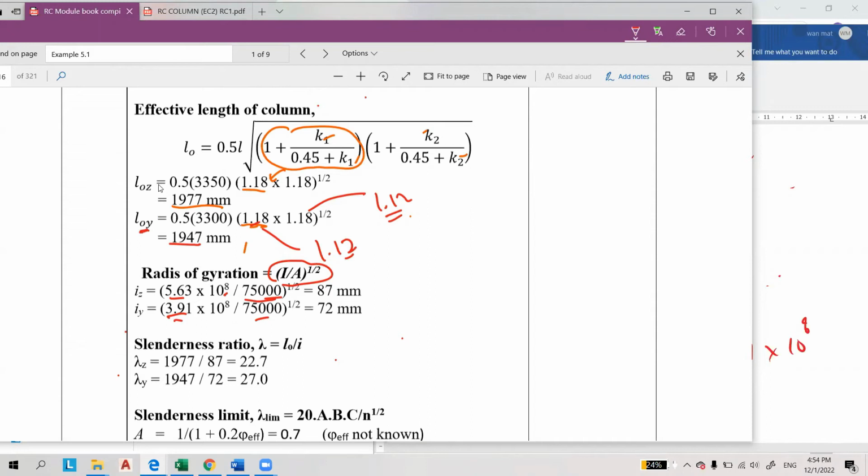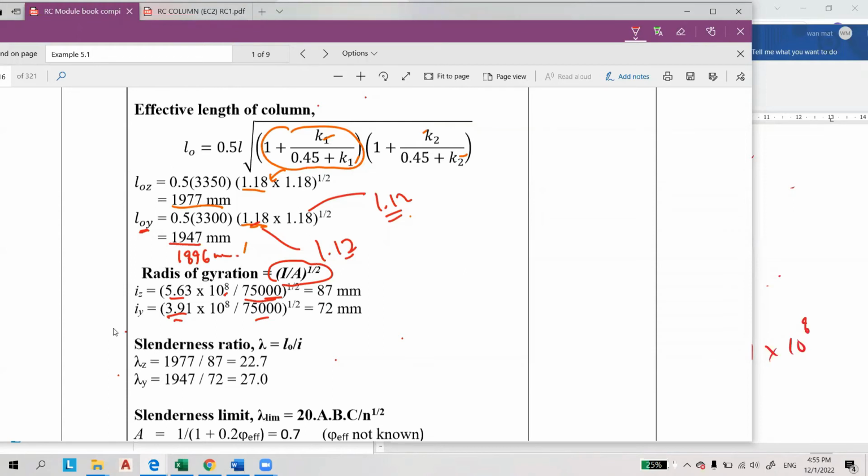Can somebody use your calculator for me? What is the value of LOY? 1896. Okay, 1896 mm. Okay, thank you.